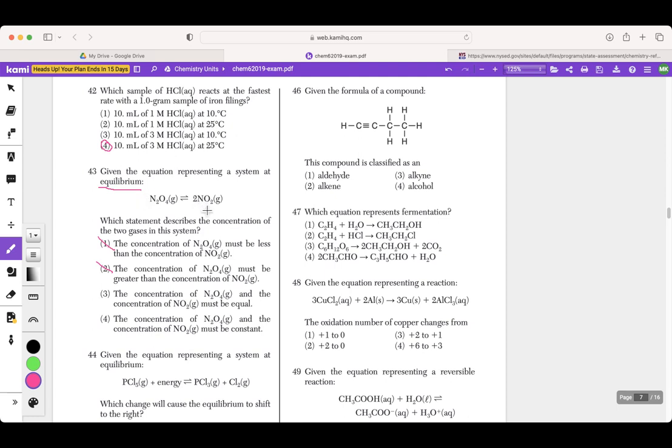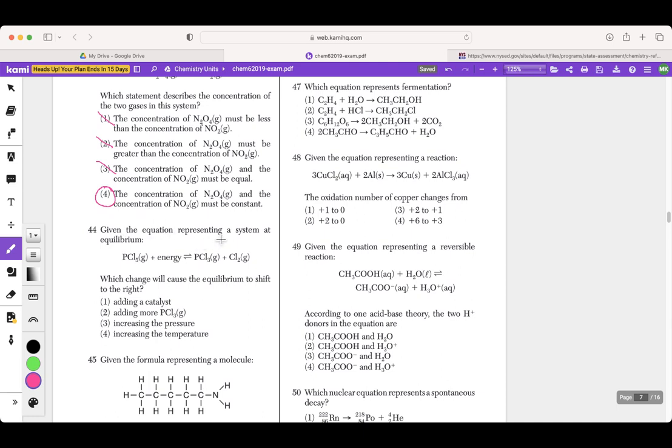On the right side of nitrogen dioxide, I have 2 moles. They don't have equal concentrations. I have more nitrogen dioxide than I have dinitrogen tetraoxide. But if I'm at equilibrium, this reaction is going at the same rate forward and reverse. So those concentrations must be constant, not equal. Do not make that mistake. That's a trick question.